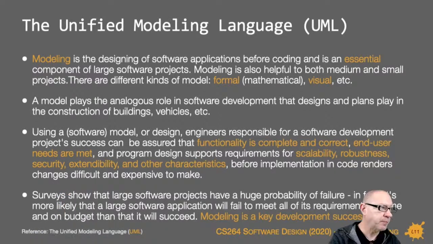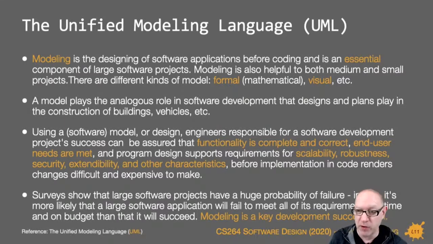Modeling is the designing of software applications before coding, and it's an essential component of large software projects. It's absolutely essential for big projects. It's also helpful for medium and small scale projects. And there are different kinds of models. When people say they're going to model something, you can have a formal, very mathematical model, or you might have a visual model. The UML, for example, is very much a visual paradigm, and we'll see that as we move through.